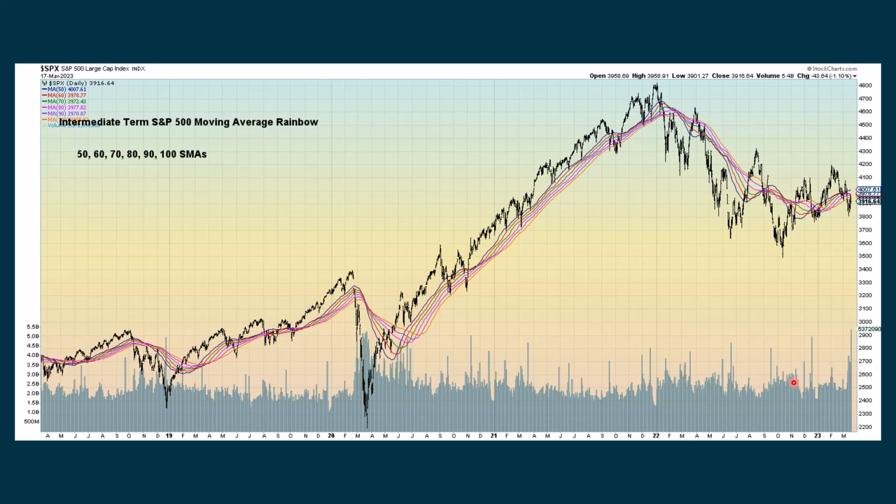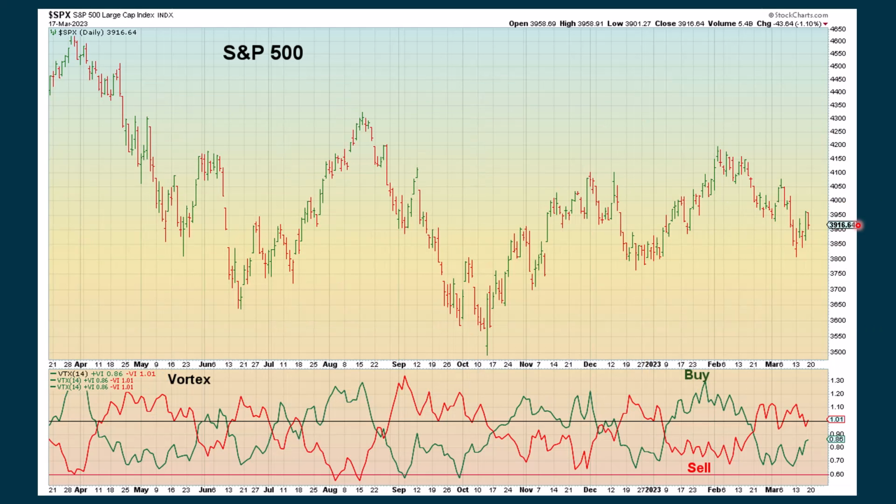The intermediate term rainbow goes from 50 periods all the way up to 100 periods. Also pretty choppy right now and not really that helpful. The vortex shows that the red line is on top and advancing. That's negative. The green line is also advancing, but it's below the red line, so this is negative overall.